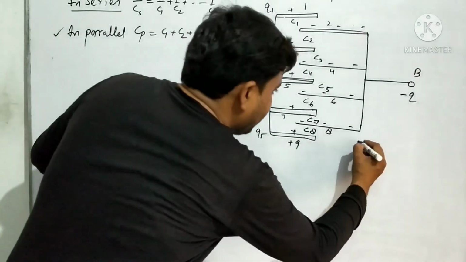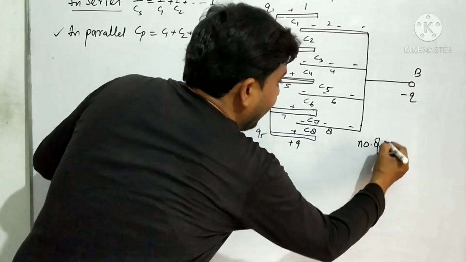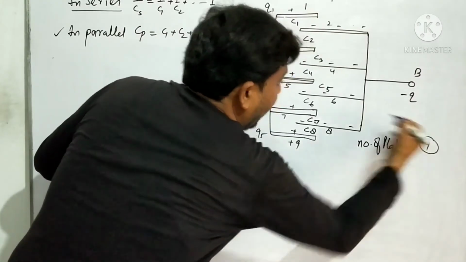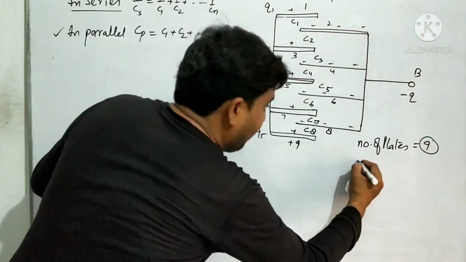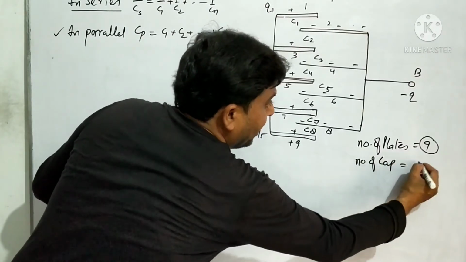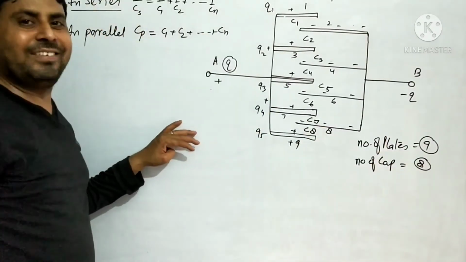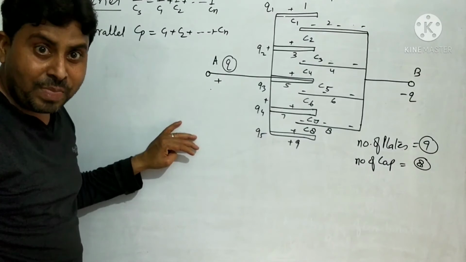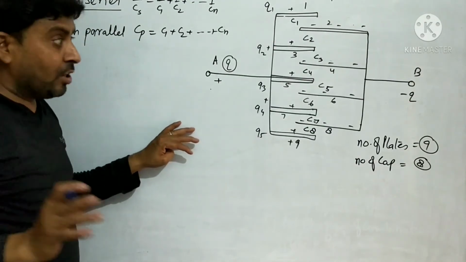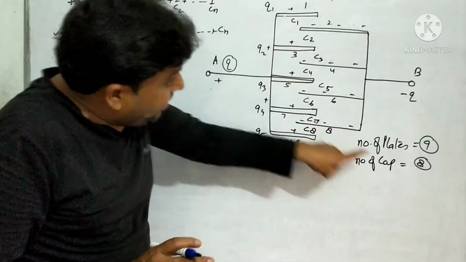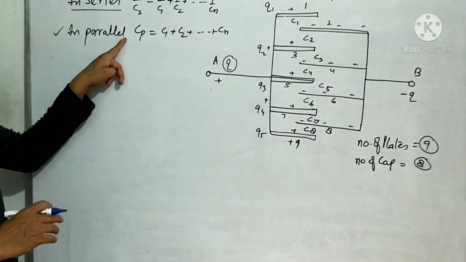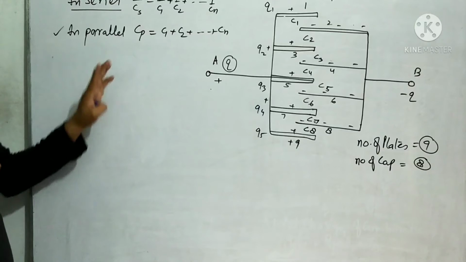Number of plates? 9. Number of capacitors created? 8. Any problem? I think there is no problem here. Is it clear? So there are 8 parallel plate capacitors.